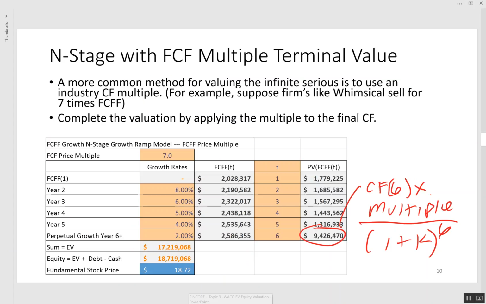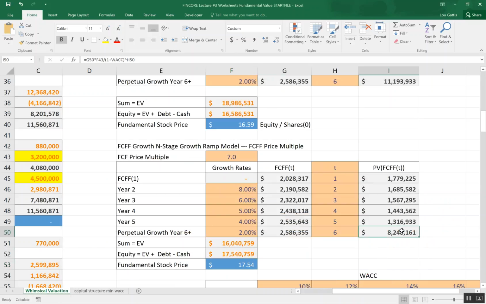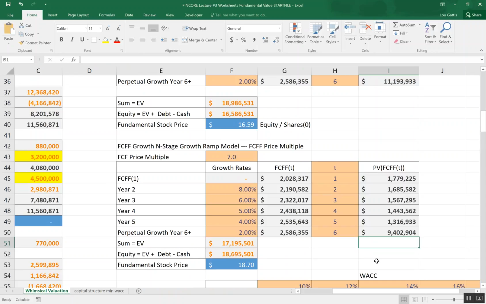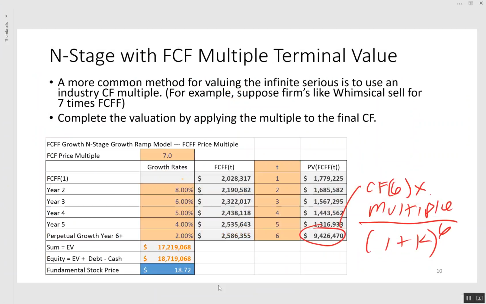Well, got a slightly different number here. Let's take a look. Well, that looks good. So I'm taking my free cash flow in year 5, multiplying times my multiple, and dividing it by 1 plus WACC to the 6th. All right, looks like I might have discounted that one down to the 5th, so this must be an error.